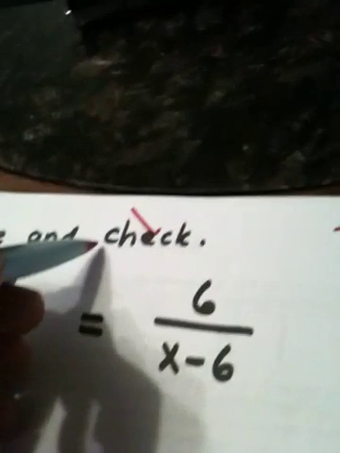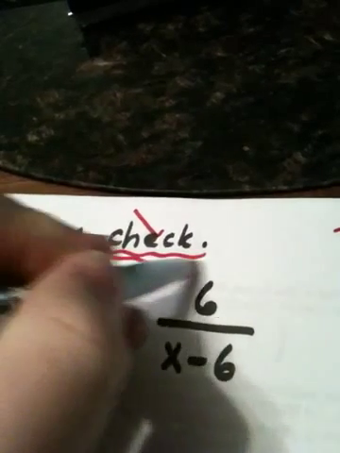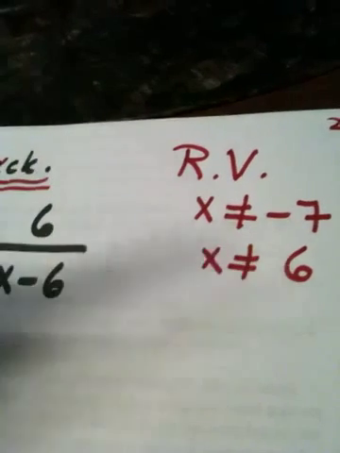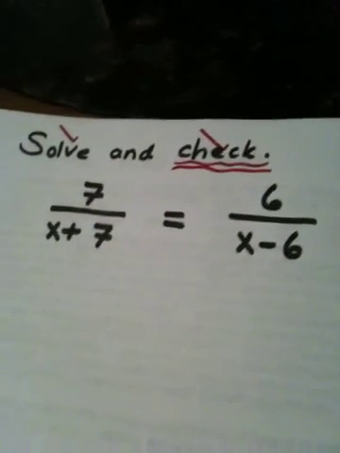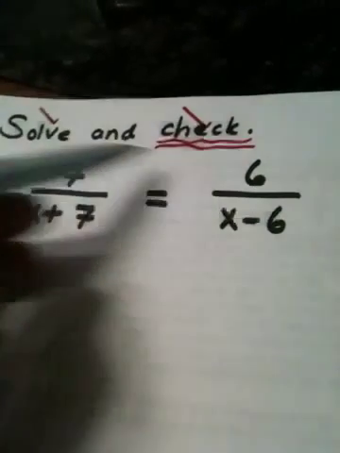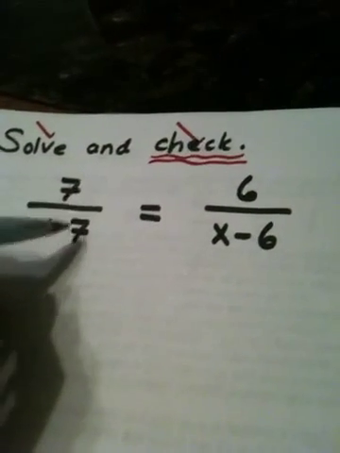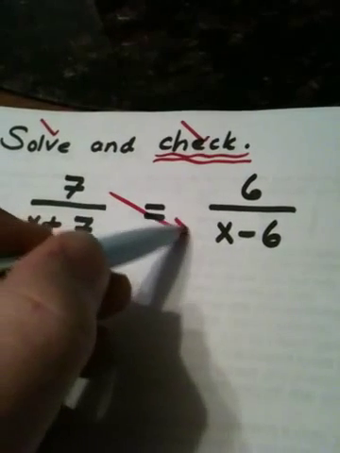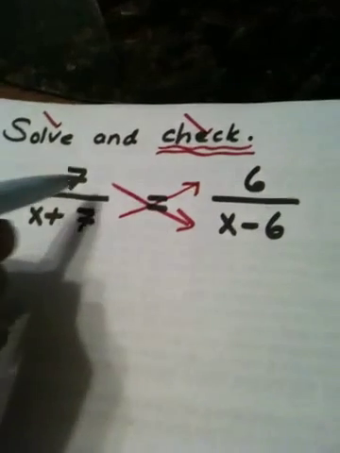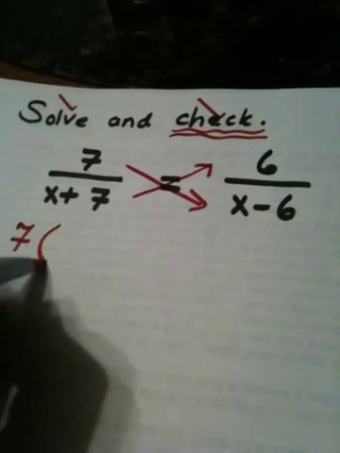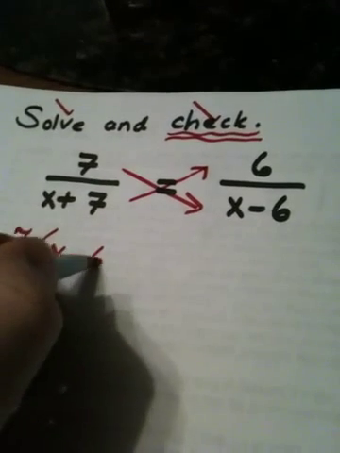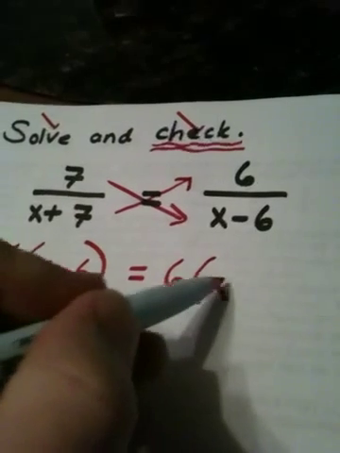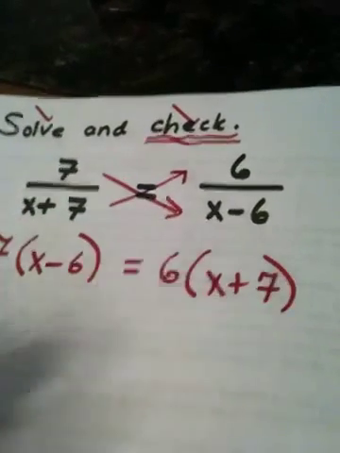And at the end of the problem, when I'm checking my answer, what I'm really doing is making sure that I did not get any of my restrictions. Okay? All right, I think the easiest way to do this problem, whenever you have a proportion, one fraction equal to another fraction, is to cross multiply. 7 times x minus 6 is equal to 6 times the quantity x plus 7.